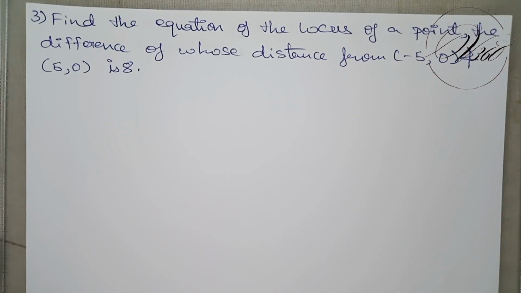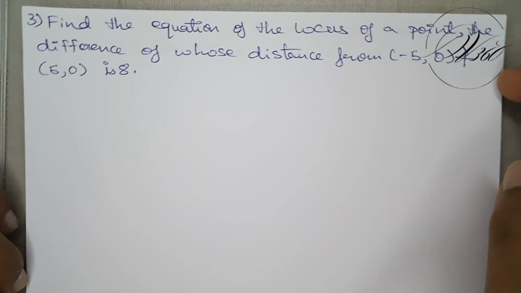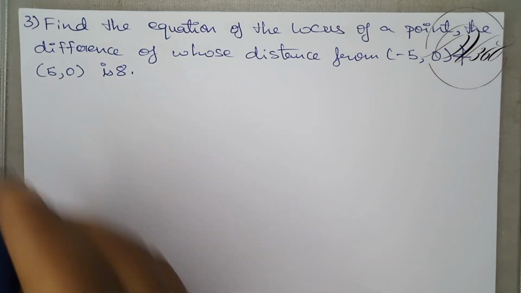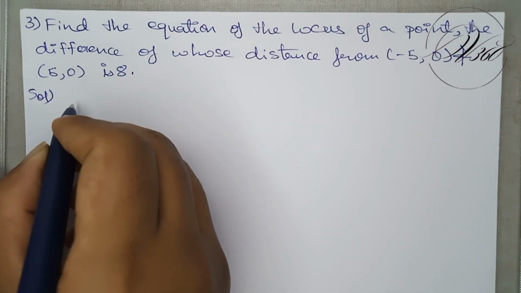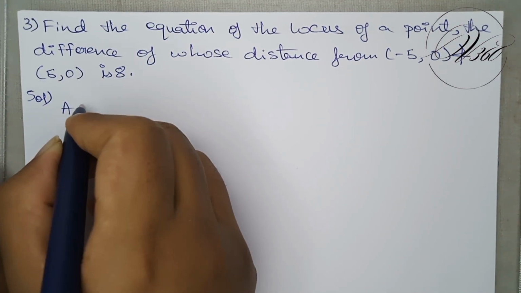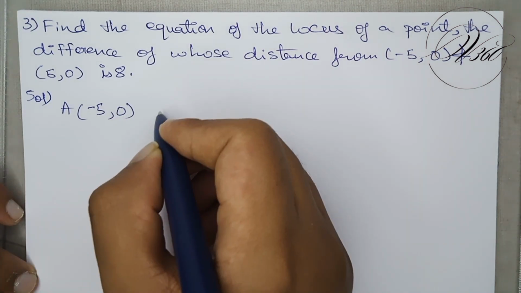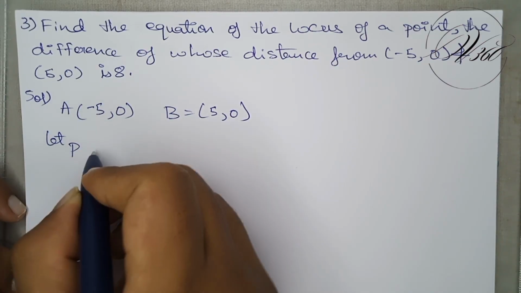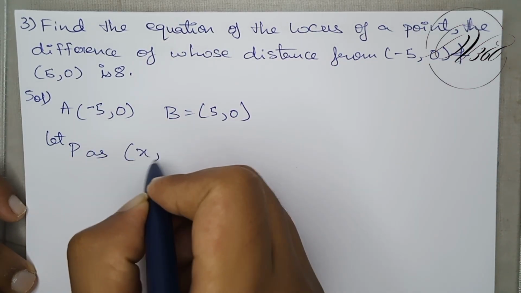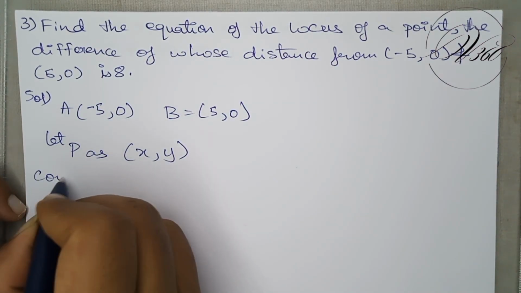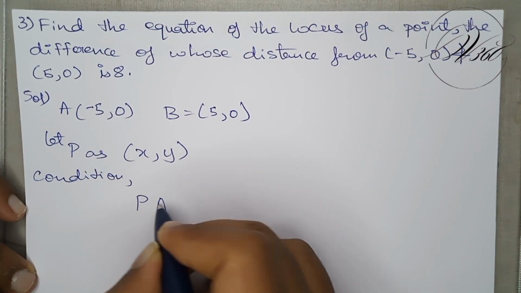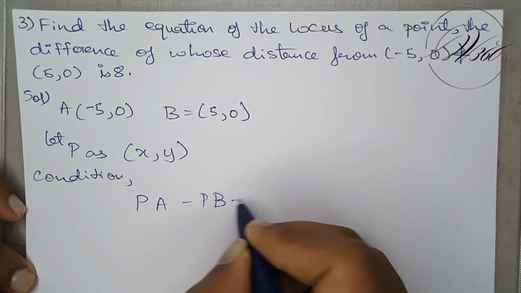Find the equation of the locus of a point, the difference of whose distance from (-5, 0) and (5, 0) is 8. Now here we will solve the third problem. Here we have A, which is (-5, 0), and B, which is (5, 0), and let us take P as (x, y), and we have the given condition, which is PA - PB = 8.